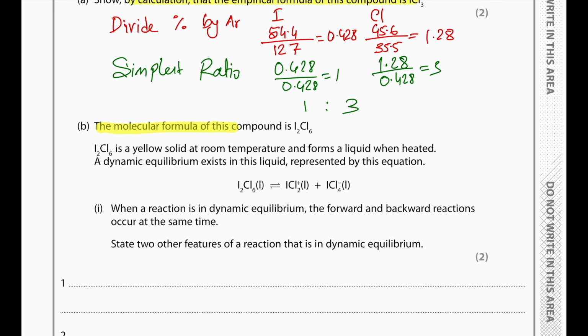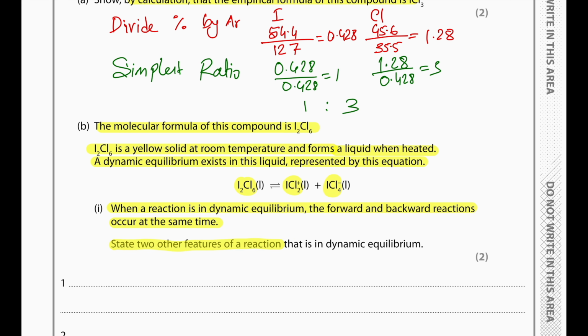The molecular formula of this compound is I2Cl6. I2Cl6 is a yellow solid at room temperature and forms a liquid when heated. A dynamic equilibrium exists in this liquid represented by this equation: I2Cl6 reversible reaction producing ICl2+ and ICl4−. When a reaction is in dynamic equilibrium, the forward and the backward reaction occur at the same time.